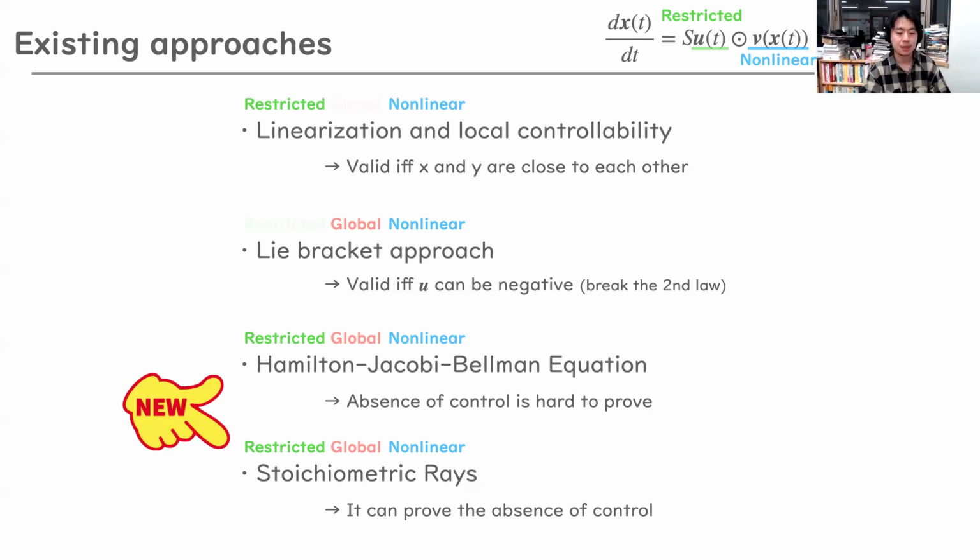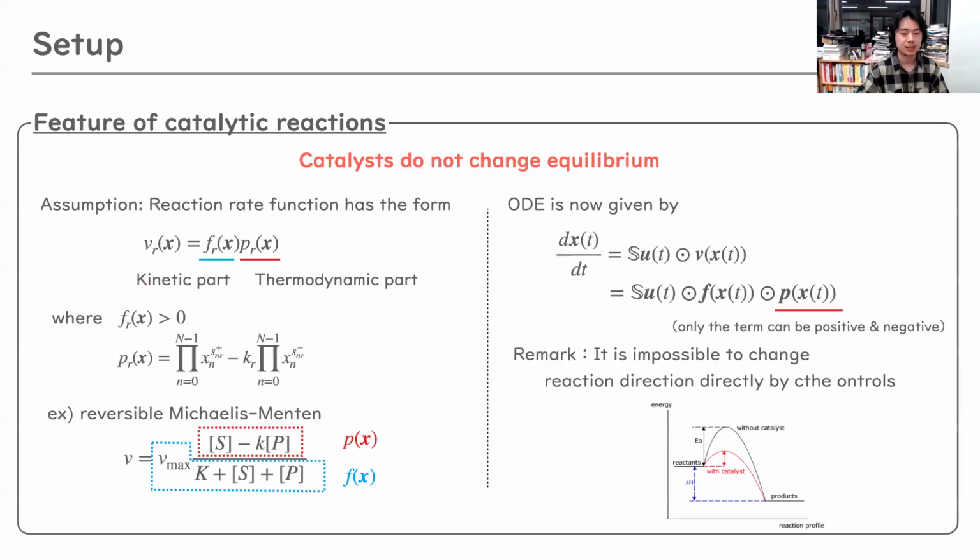So we developed a simple mathematical framework to compute the controllability for the catalytic reaction system that we call stoichiometric rays. So this is a bit mathematically technical.